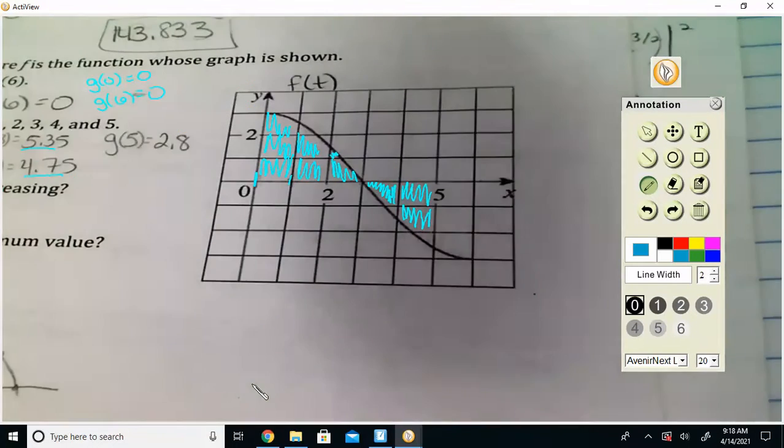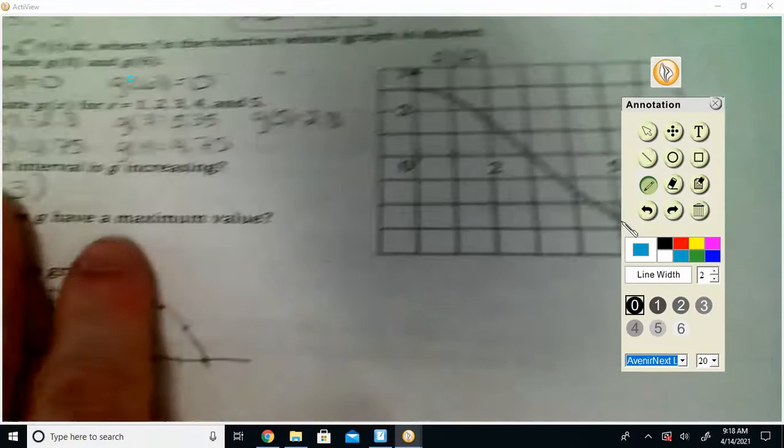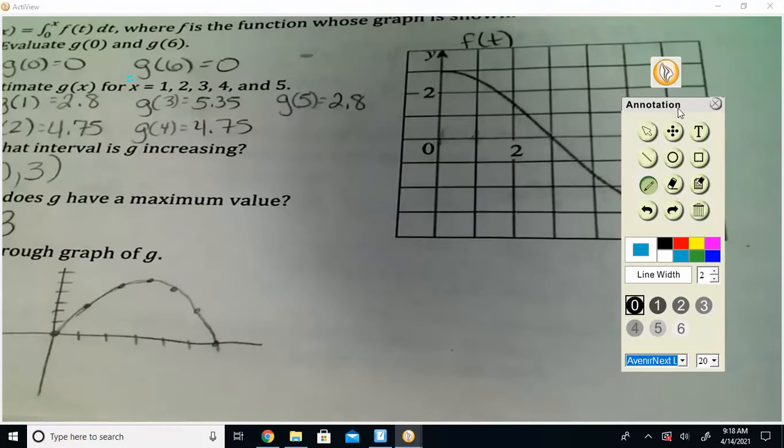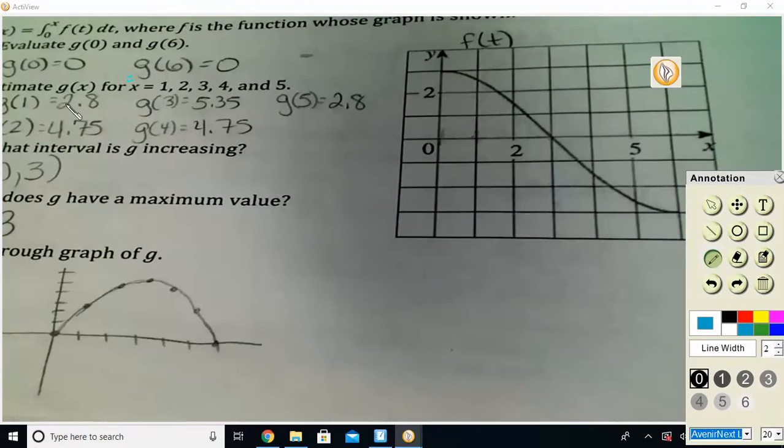Okay, C. On what interval is our graph increasing? Okay, so I want to know when G would be increasing. So you can look at it 2 ways. If you look at the numbers, we can see pretty clearly that my G was going up until I got to 3, and then it started going down.